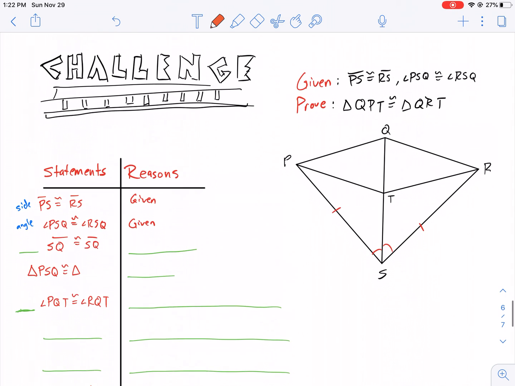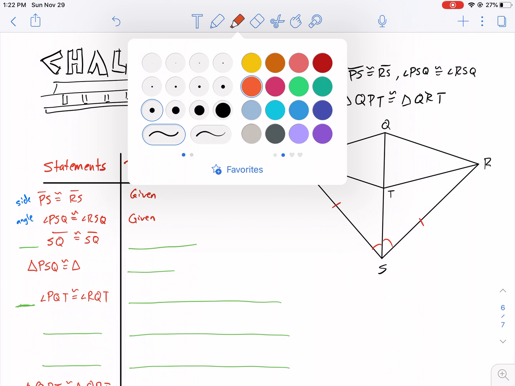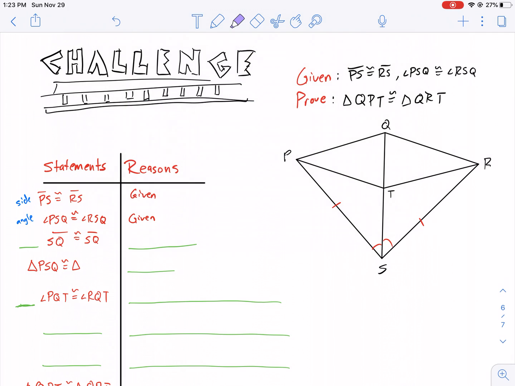Speaking of proofs, this is a challenging proof here. I wrote it as a challenge for my honors geometry students. The challenge is prove QPT is congruent to QRT given this information. Okay, so first let's highlight the two triangles we want to prove. So we want to prove QPT, this guy, and this guy. And we know very little information about both these triangles. Very little. So this is going to be a little bit difficult, but we'll get there.